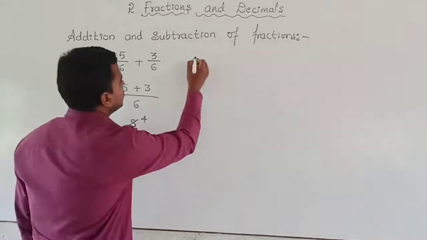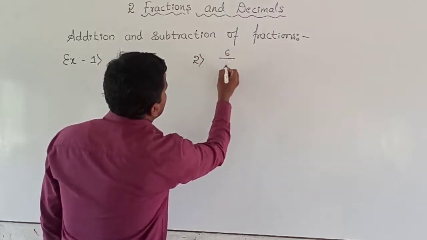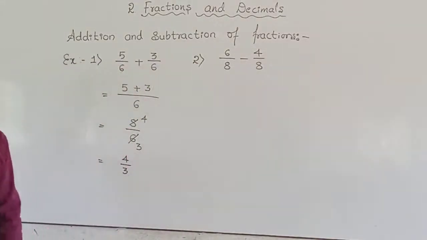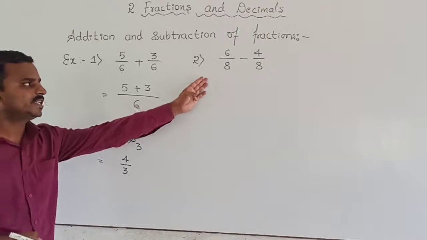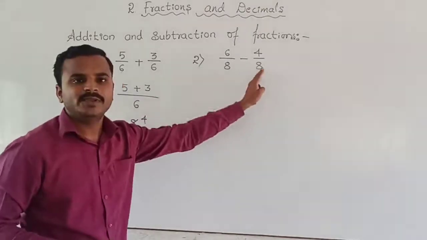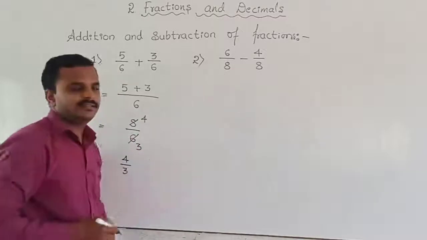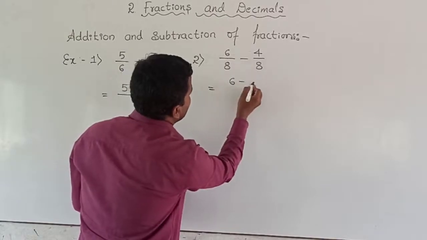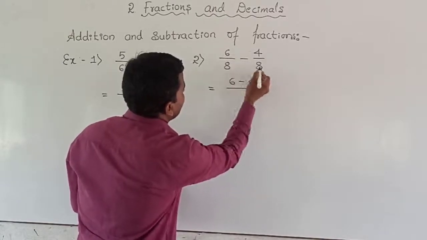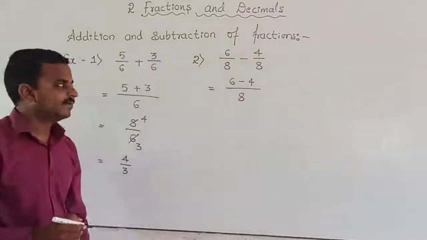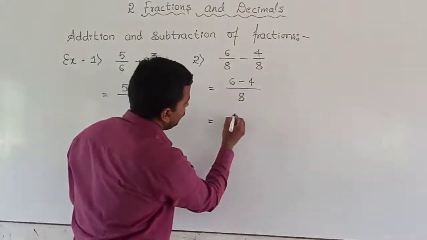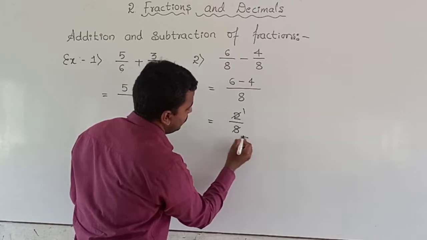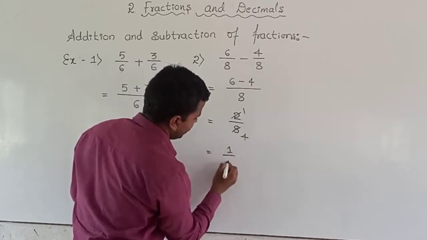Next, the second one, 6 by 8 minus 4 by 8. This is also the same. Both fractions have the same denominator, so there is no necessity for taking the LCM or cross multiplication. See how to solve this. Write 6 minus 4, and since both denominators are the same, write only one time 8. Next, 6 minus 4 is 2. Denominator part as it is, 8. 2 1s are 2, 2 4s are 8. The answer is 1 by 4.